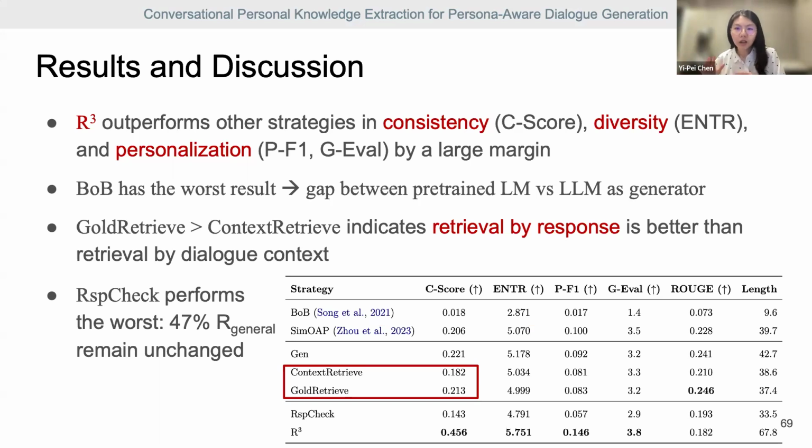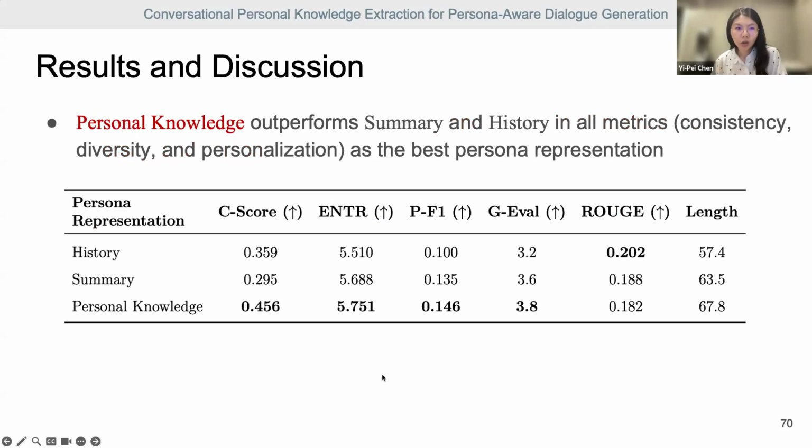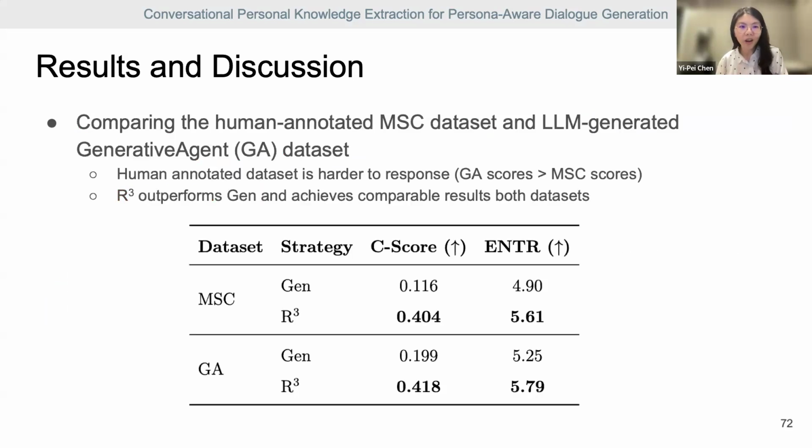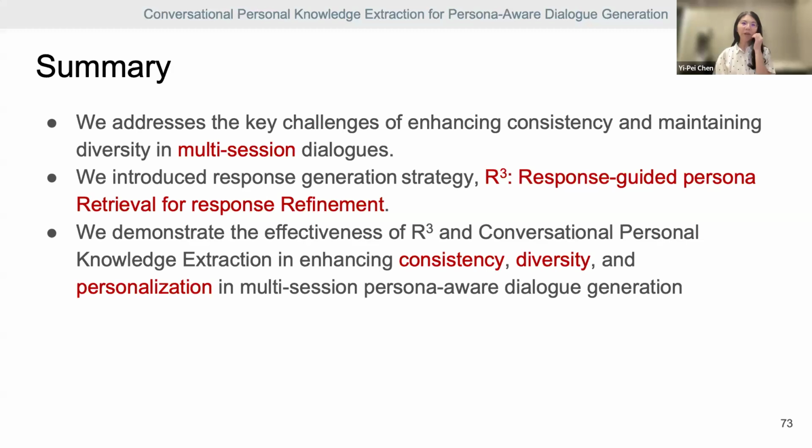The C-score of the goal retrieve is higher than the context retrieve, which indicates that retrieving by the response, which is goal retrieve, is better than retrieving by the dialogue context. And we also show that personal knowledge is the best persona representation compared to the summary or the raw history. There are some more comparisons that I'm going to skip.